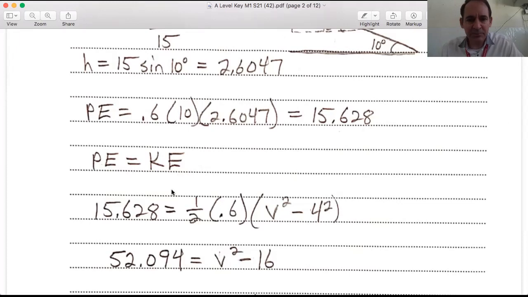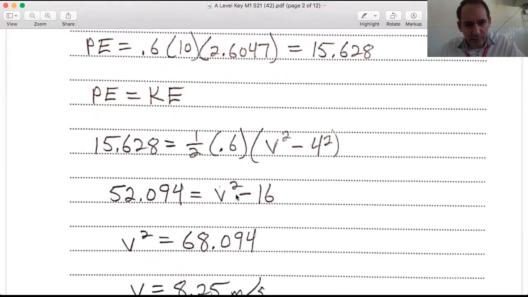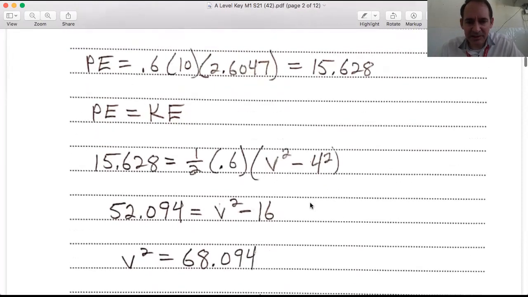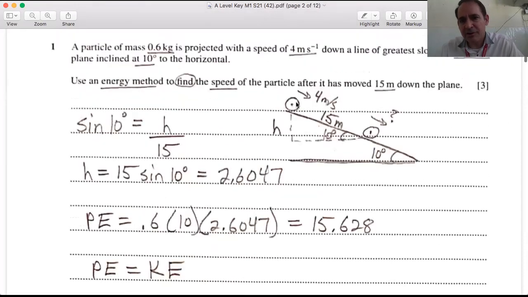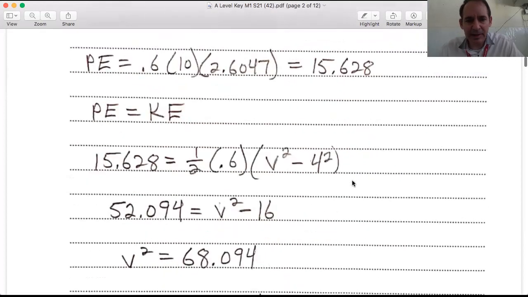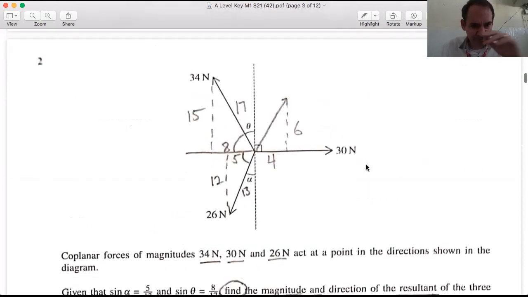So we can take that 15.628 and plug it into our kinetic energy formula, which is 1/2 mass times final velocity squared minus initial velocity squared. When we solve for our final velocity, we get v squared equals 68 and v equals 8.25. So it starts off at 4 meters per second and ends up at 8.25 meters per second going down the slope.